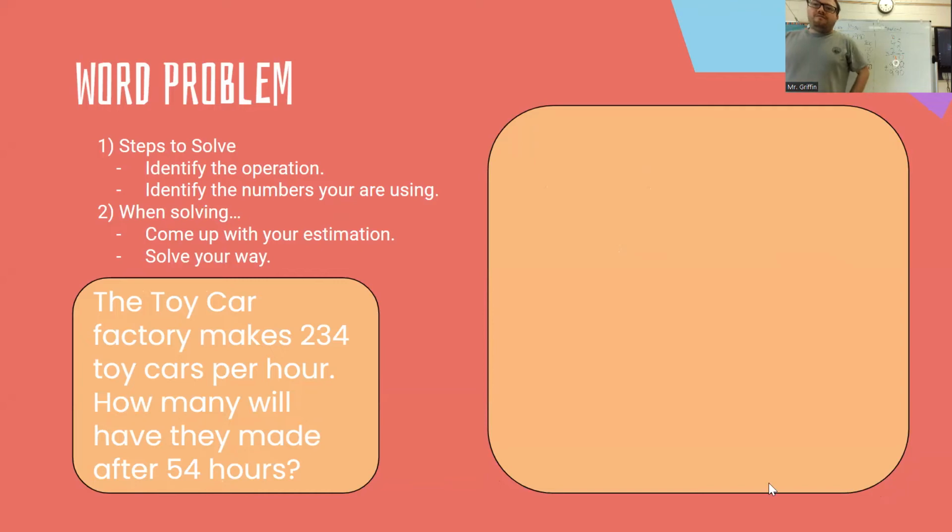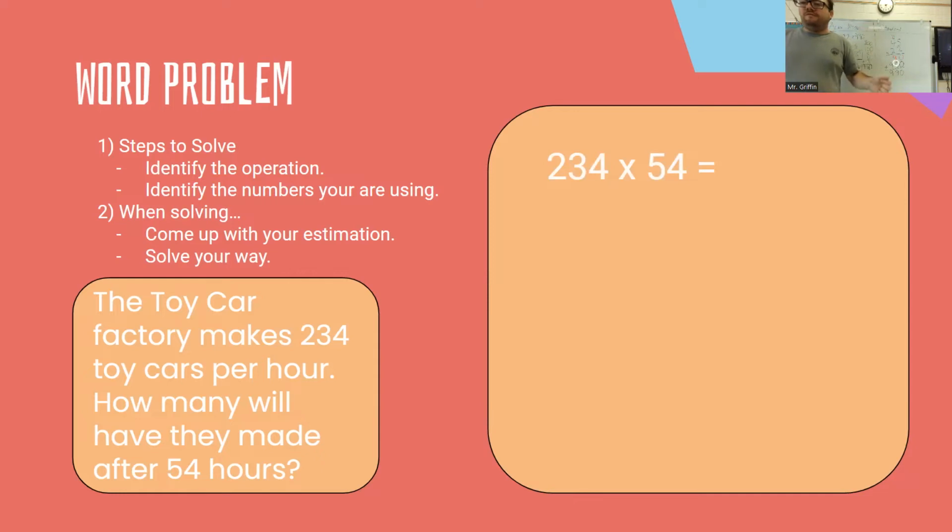The toy car factory makes 234 toy cars per hour. How many will they have made in 54 hours? Okay, so again, I'm identifying my operation. I'm imagining 234 cars. It's been an hour. That's how many cars are laid out in the factory. But then I ask myself, wait a minute, they're doing this for 54 hours. So they're repeating the same number over and over again 54 times.